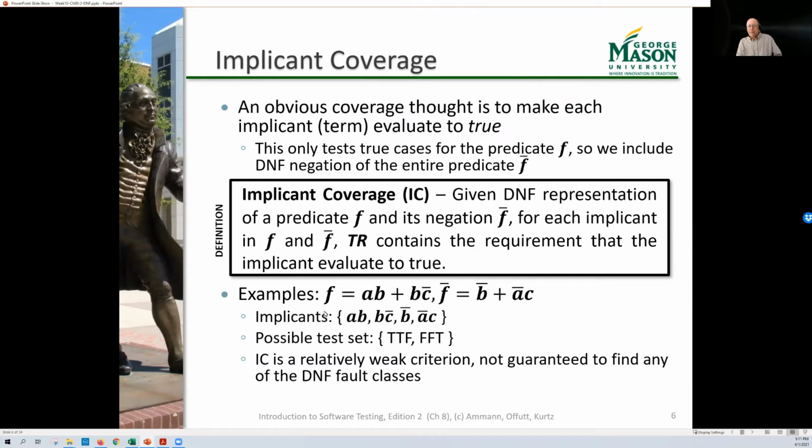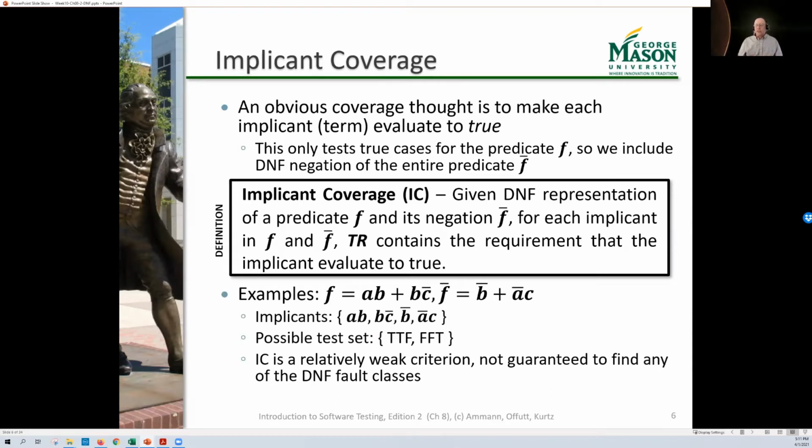All right. If I have a predicate F that's AB or B not C, I can negate that whole predicate. For the moment, don't worry about how I negated it. Take my word for it. We'll come back to how to negate these predicates. But if I negate that predicate to get not F, then not F is equal to not B or not A and C. And so I can put together my collection of implicants, right? My set of implicants for F and not F is AB, B not C, not B, and not A C.